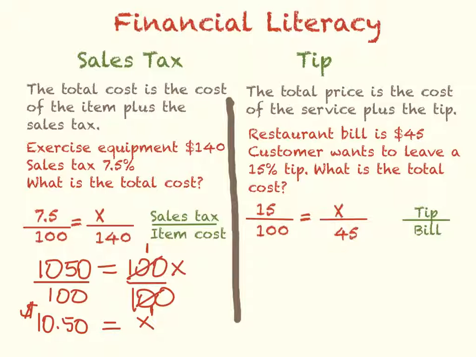So $140. I'm going to write that at the top because I'm running out of space here. Plus the $10.50. So that would be $150 and 50 cents, right? That's right. And that would be our total cost for the exercise equipment plus the tax.